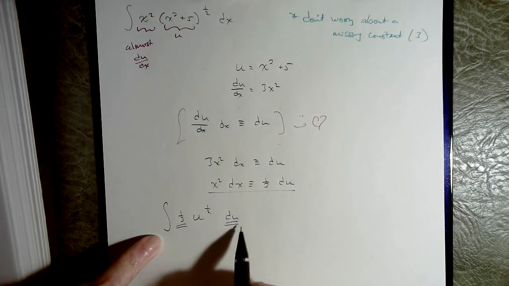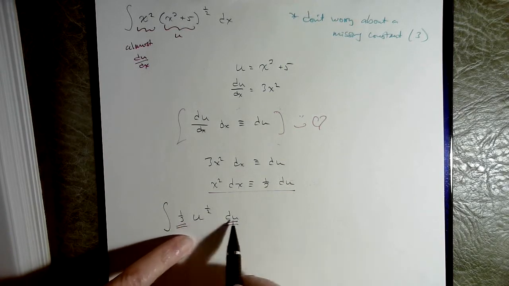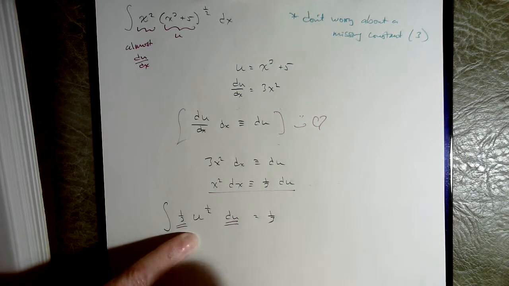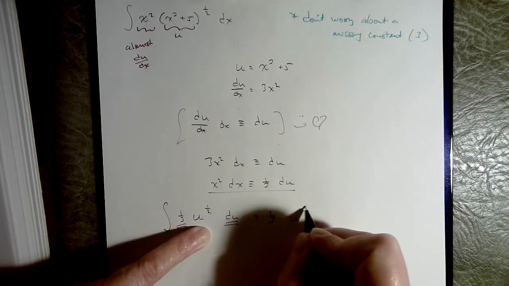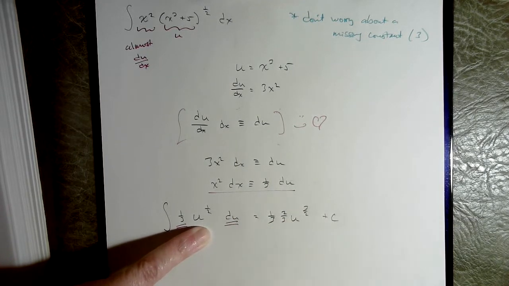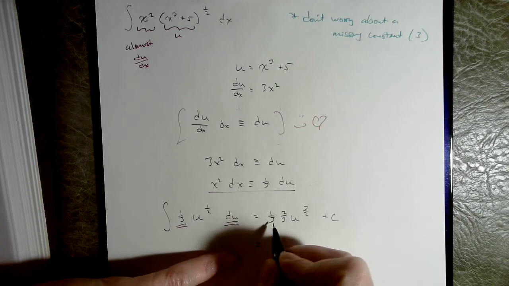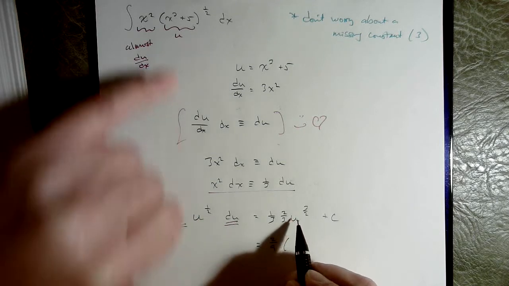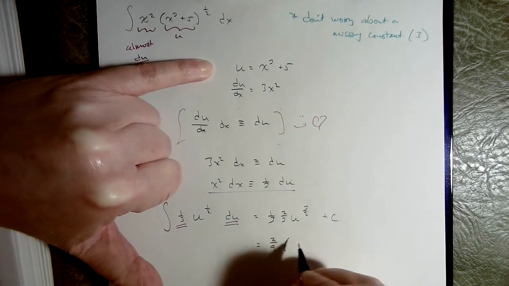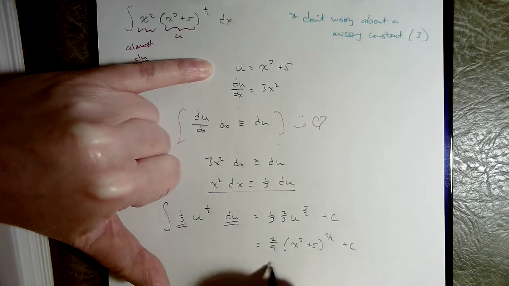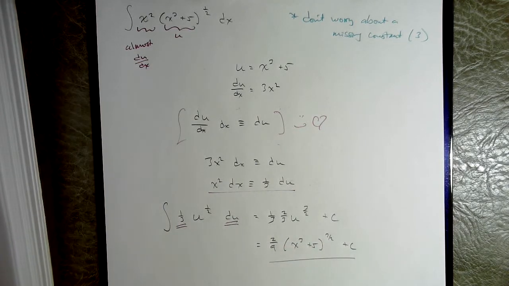Okay, this is a power function. This is very deal-withable. So I've got my 1/3, I take my u, I add 1 to the power, divide by the new power, plus an arbitrary constant. Now I tidy myself up. That's going to be 2/9, and I'll come back into x world. That was my u. And there I am. There's my result.